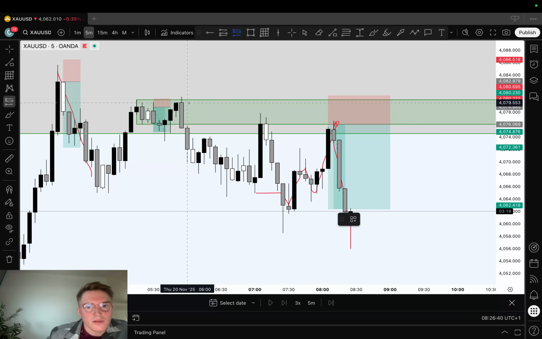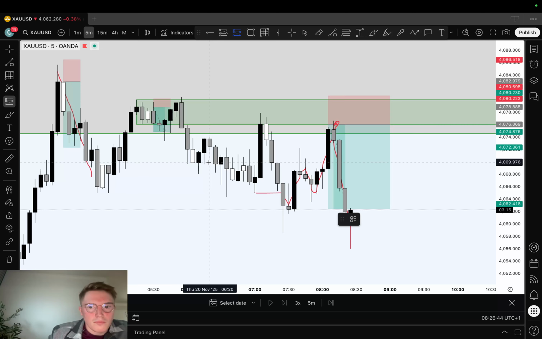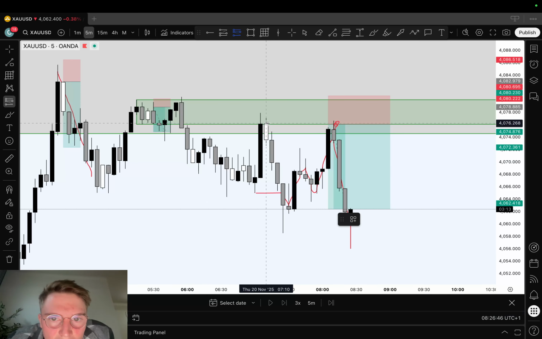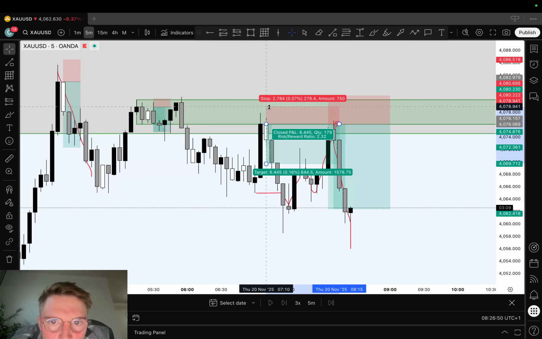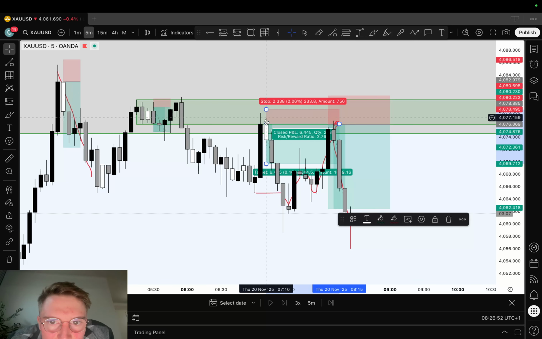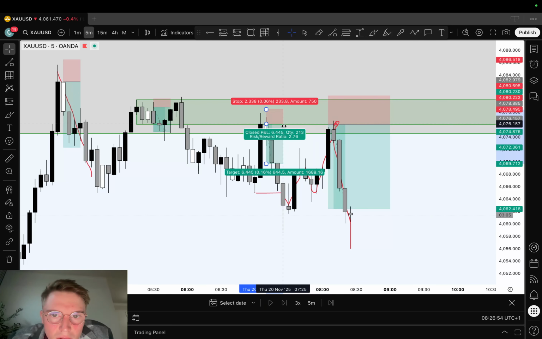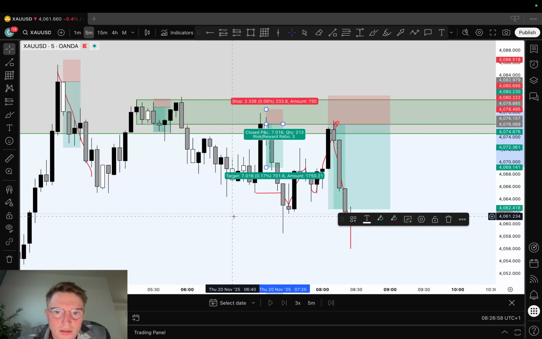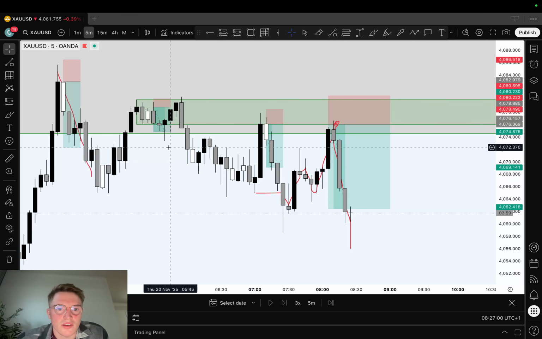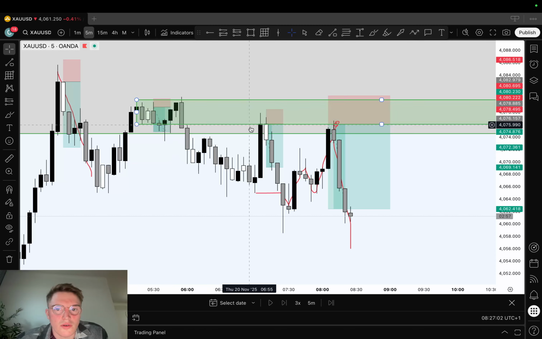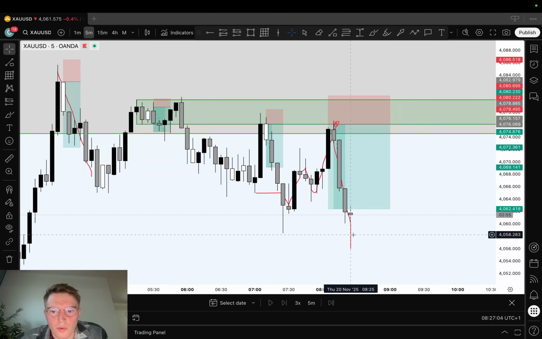Well, that one, no, I wouldn't have taken it because there's no move down, which is kind of annoying. But this one again taps into the same zone. You put it a little bit behind here, and again set it to 3R. That is a trade I would have taken as well. So you can see that's 1, 2, 3, and I took it on the 4th trade here.